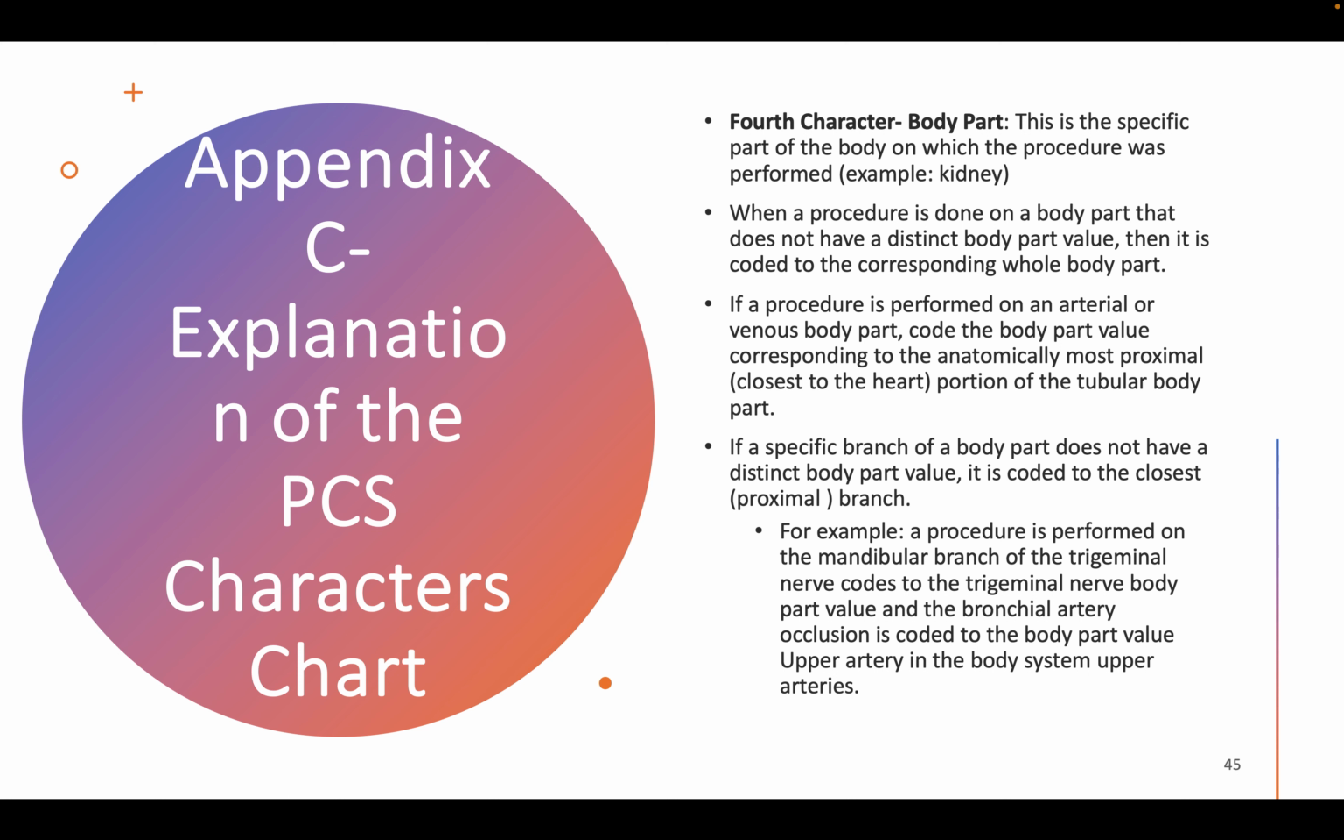If a specific branch of a body part does not have a distinct body part value, it is coded to the closest proximal branch. For example, a procedure is performed on the mandibular branch of the trigeminal nerve, codes to the trigeminal nerve body part value, and the bronchial artery occlusion is coded to the body part value upper artery in the body system upper arteries.